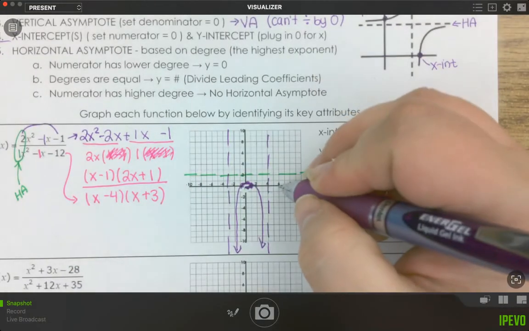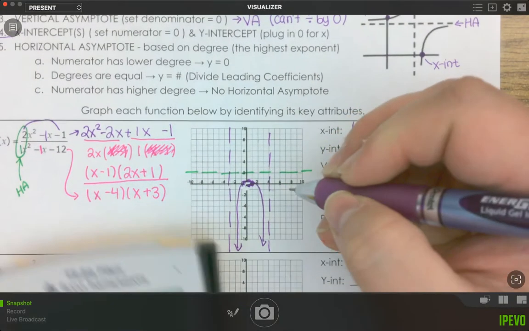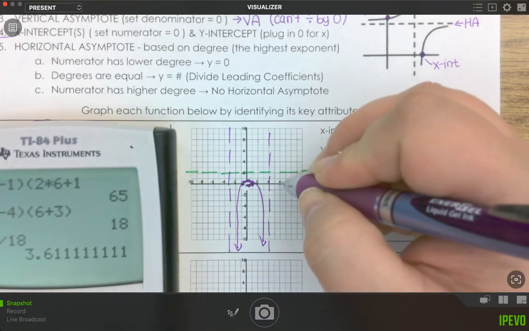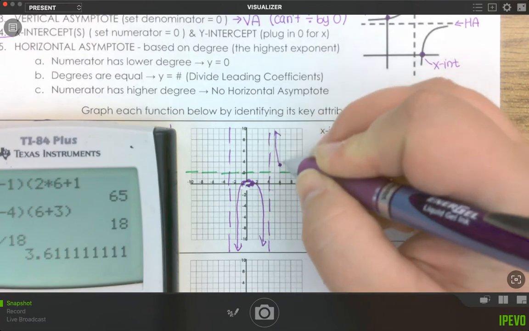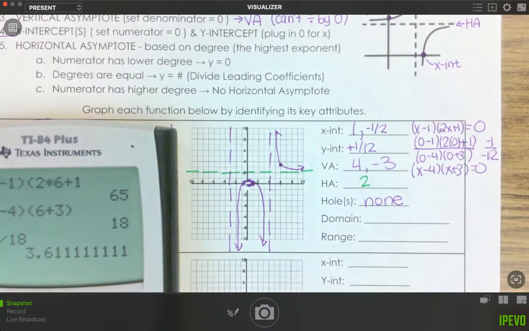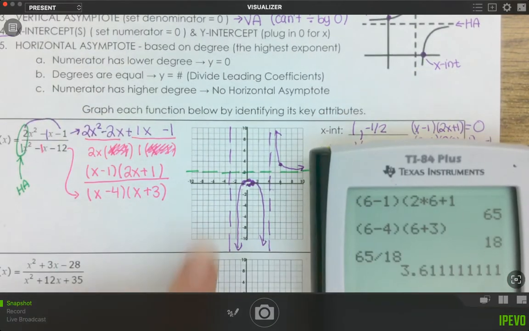So that means I go over to 6 and I go up about 3.6. And there you go. And then I need to do the same thing, but with a number from this side.